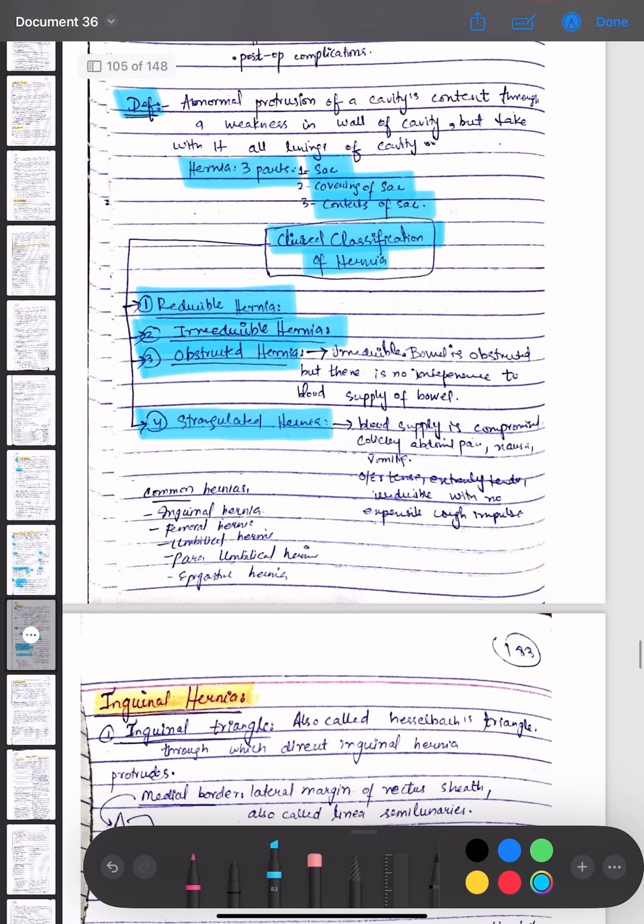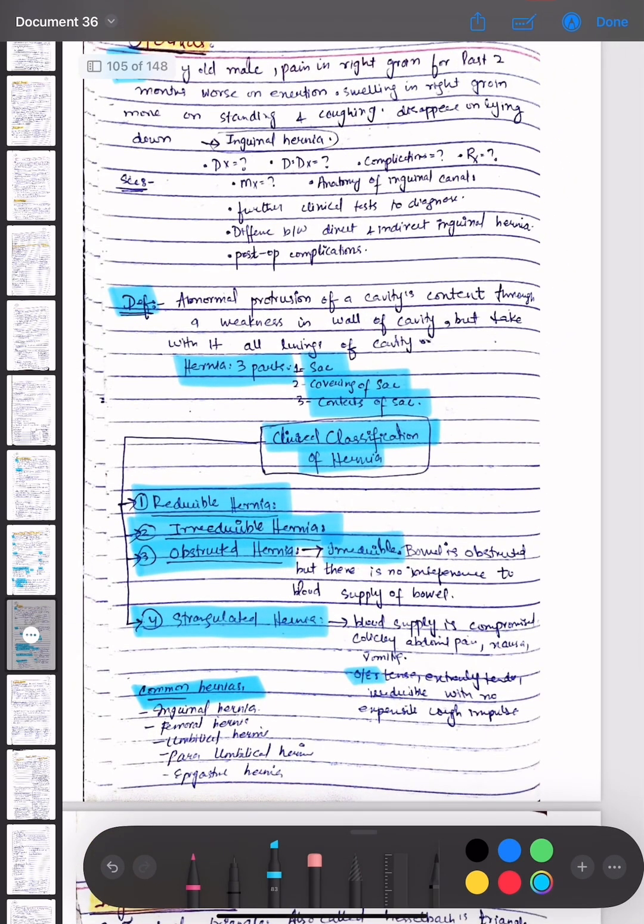The obstructed hernia is irreducible. Bowel is obstructed, but there is no interference to the blood supply of the bowel. In strangulated hernia, blood supply is compromised. Colicky abdominal pain, nausea, and vomiting are present. On examination, it is tense, extremely tender, irreducible with no expansile cough impulse. The common hernias are inguinal hernia, femoral hernia, umbilical hernia, paraumbilical hernia, and epigastric hernia.